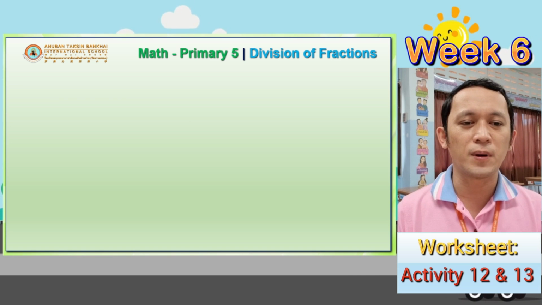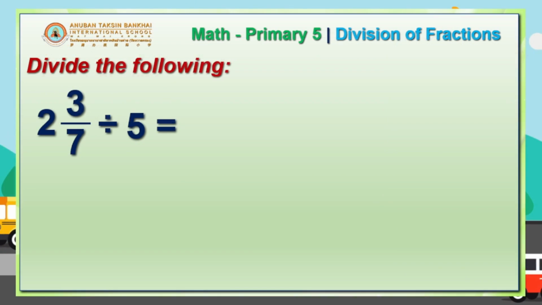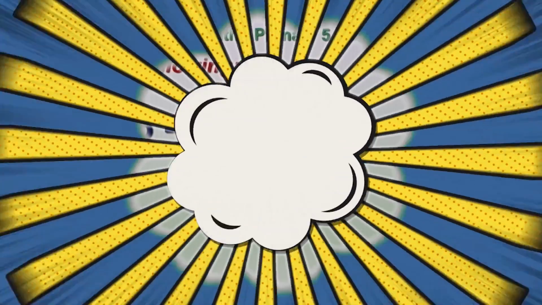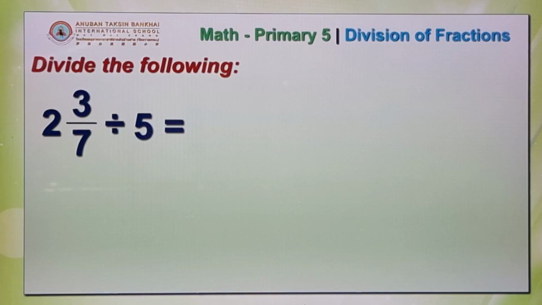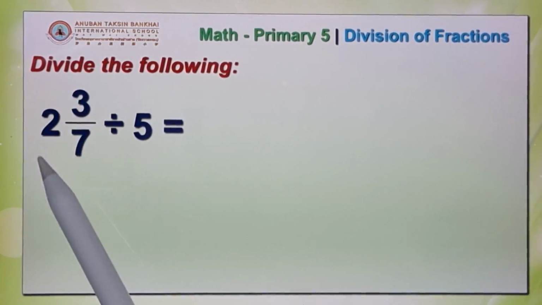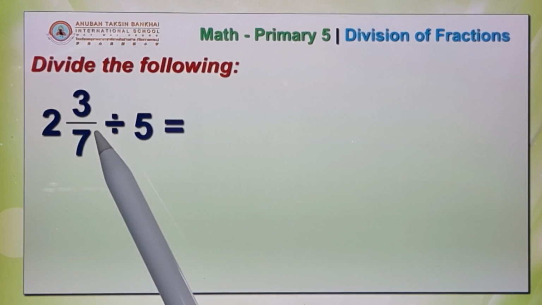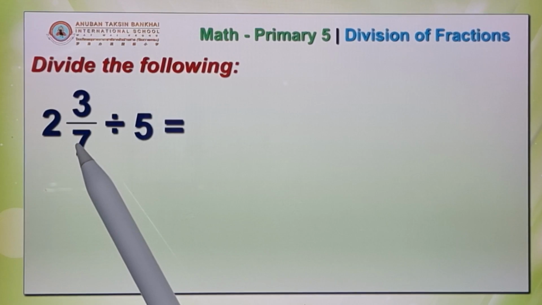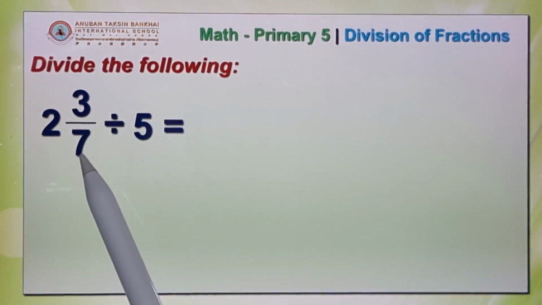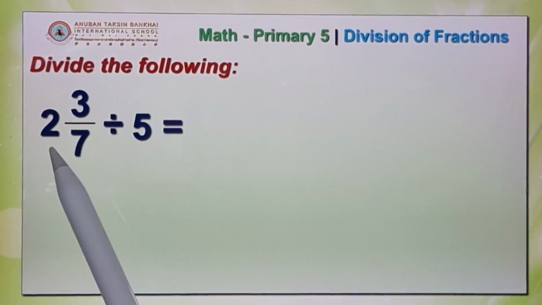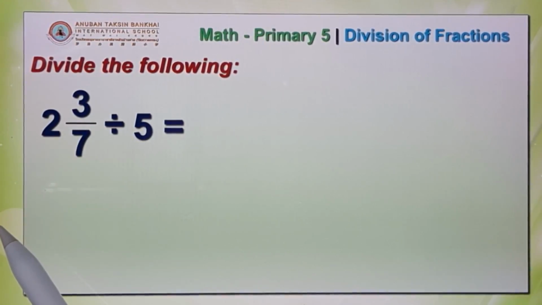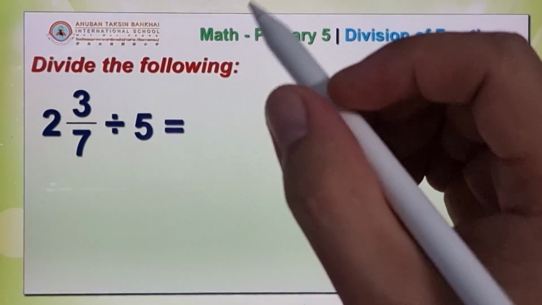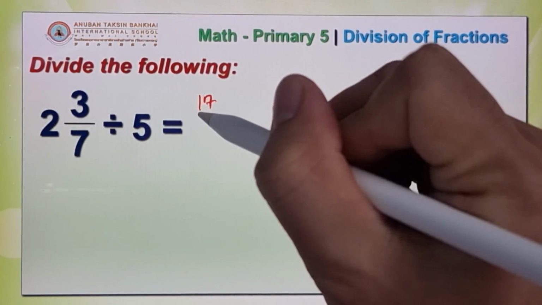Now let's have another example. Let's have 2 and 3 over 7 divided by 5. Okay, so now let's solve this example. We have 2 and 3 over 7 divided by 5. So take note that this is a mixed number. So we need to change this first to an improper fraction. Again, we have 7 times 2, we have 14, plus 3, we have 17. Okay, so we have 17 over 7.